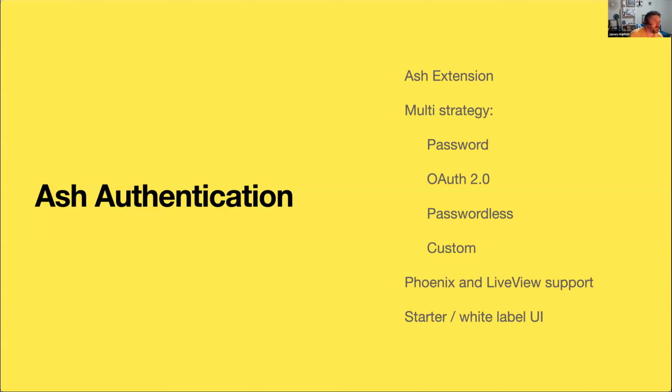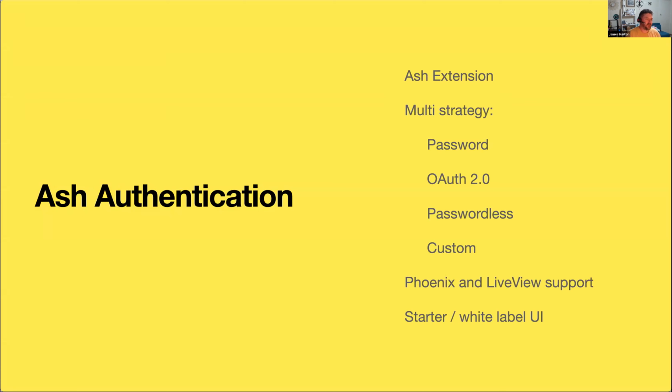So Ash Authentication, where it's at the moment, is an Ash extension, a resource extension, which means that you take your existing resource functionality, which is some data and some actions that you can perform on it, and we extend that by adding more DSL, and by programmatically defining actions and things as we go.